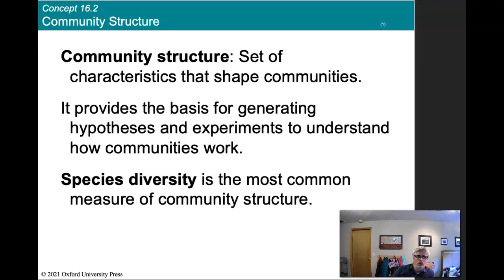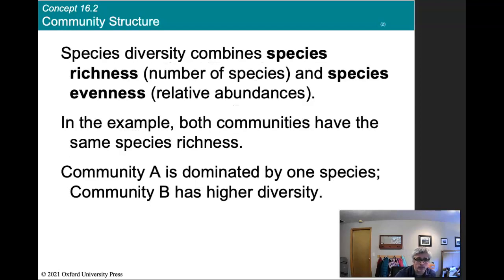It's a way of producing a model of the environment so we can both ask simple questions and then put our results into some sort of context, kind of adding a mechanism to what we're seeing. And so community structure is a set of characteristics that shape communities. It provides the basis for generating hypotheses and experiments to understand the communities we work in. And species diversity is a common measure of community structure. So, who's there, how are they interacting, and then how do we measure changes in that ecosystem? Species diversity is a good way of doing that.